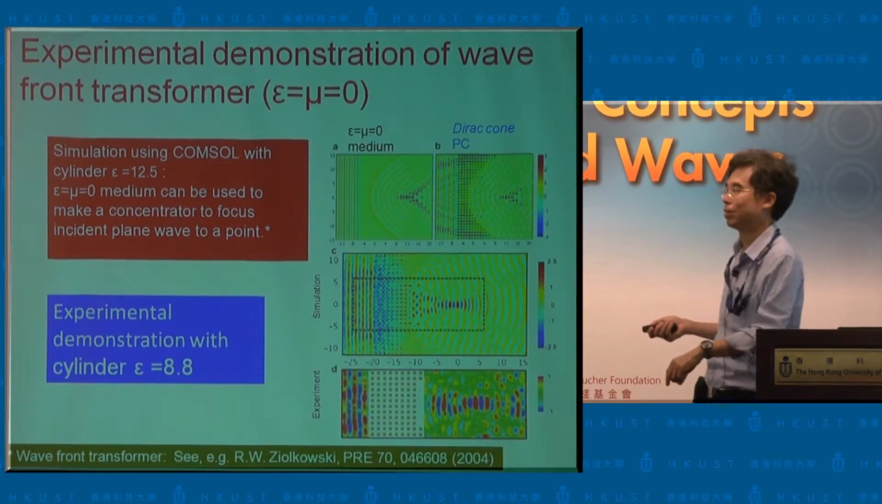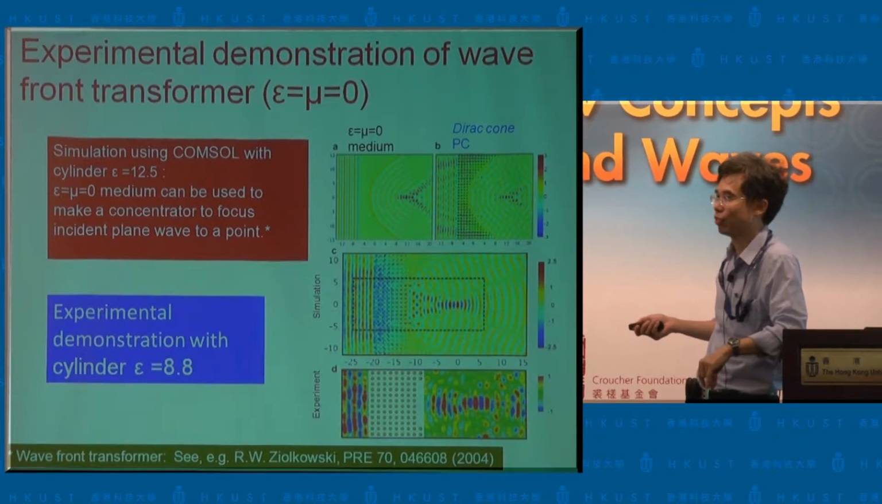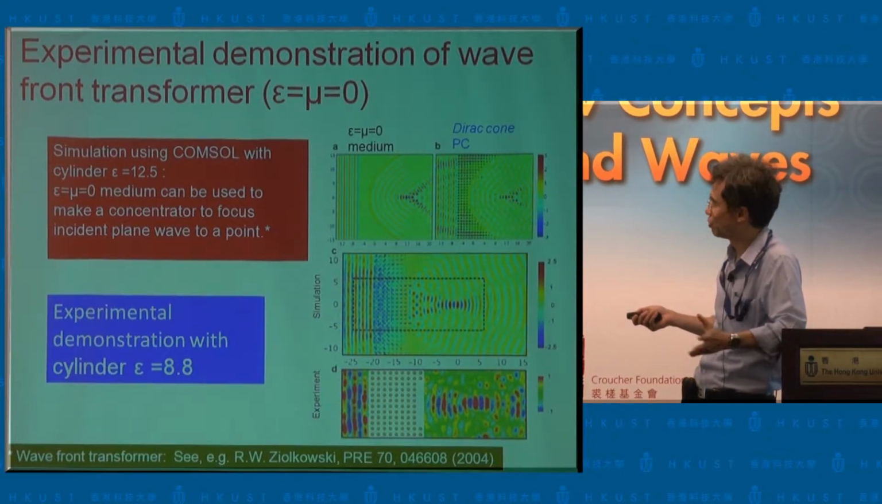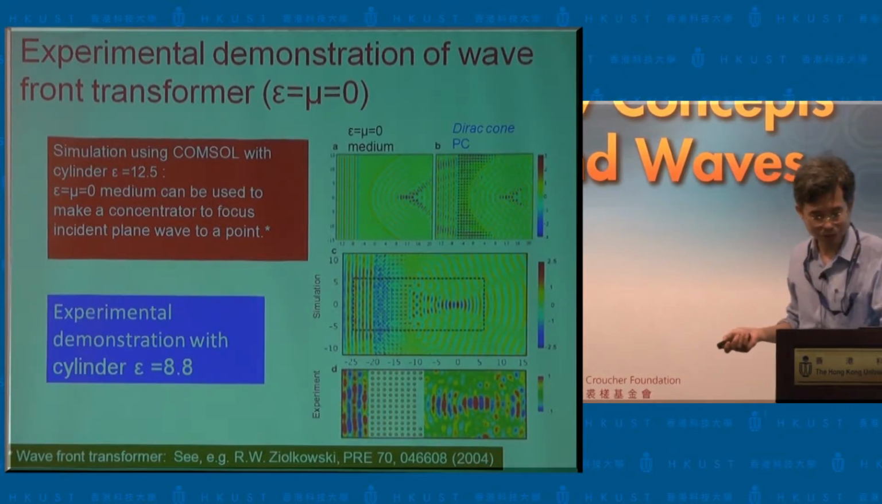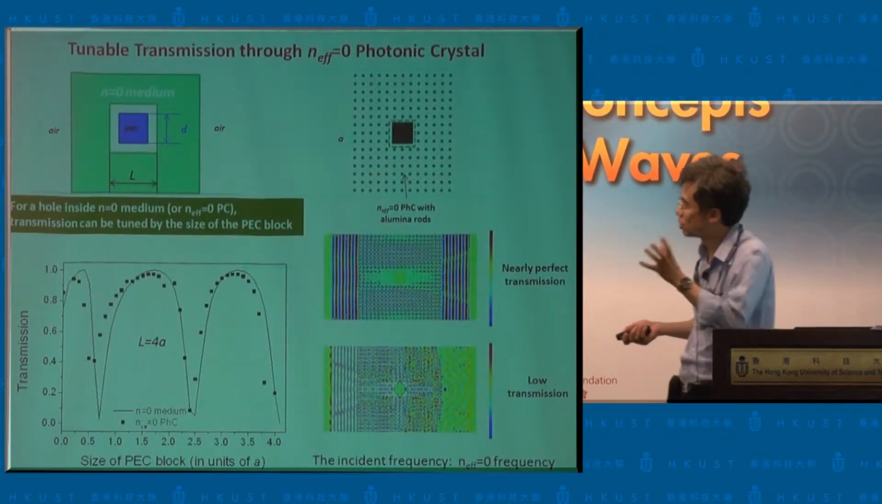And here we try to do an experiment with microwave, and so we put cylinders in, and it just happened that we cannot easily buy cylinders that have epsilon equal to 12. We end up buying cylinders with epsilon 8.8, so we have to redo the calculation. And the effect is not as good, but you can more or less see that this is a real experiment, this measurement. You can see that the effect can be verified. And this is a rather stringent test.